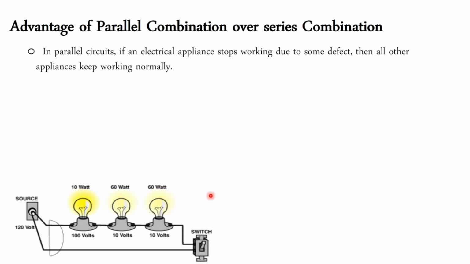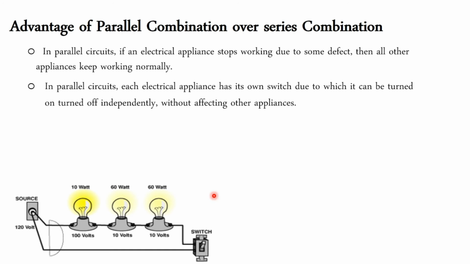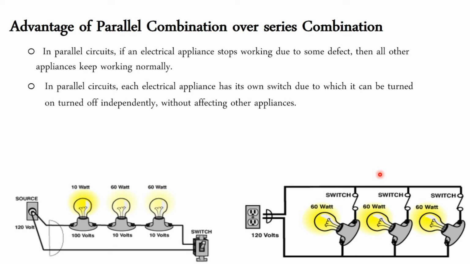Now the second advantage is that in parallel combination each appliance has its own on off switch. Like suppose in your room there are 2 tube lights and 2 fans. Each tube light will have a separate switch. Each bulb will have a separate switch. In the same manner, you can see in this figure that the 3 bulbs are connected in parallel combination and each bulb has a separate switch. So whichever bulb is required, we can switch it on.